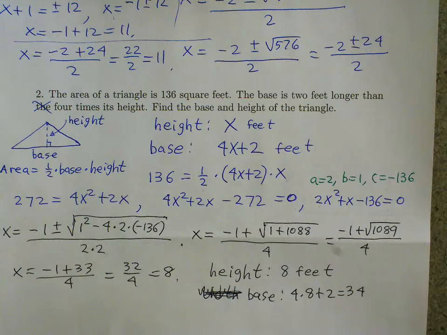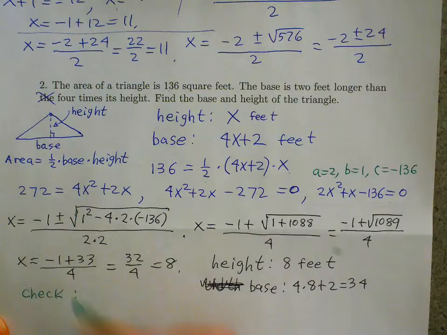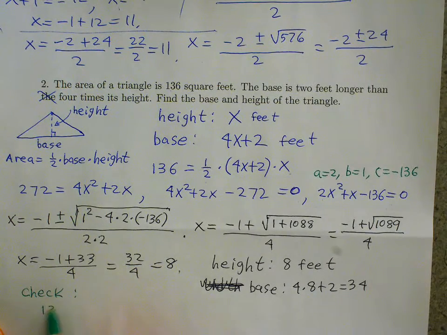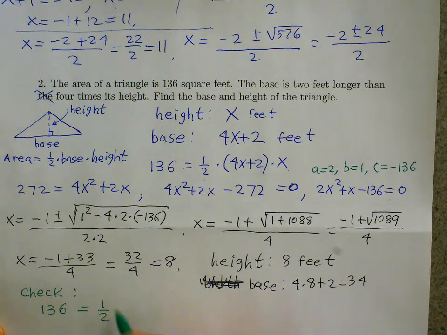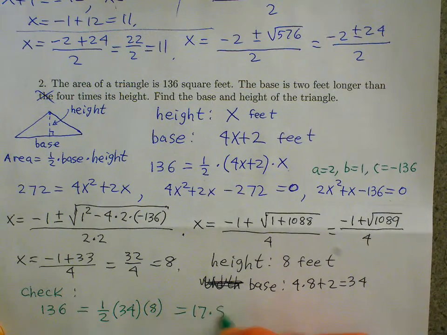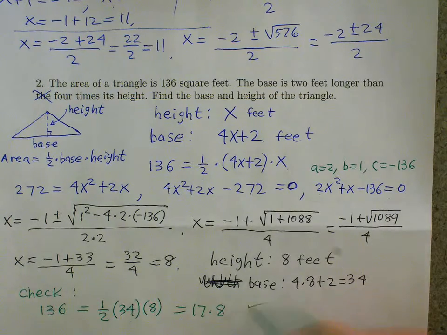And we can verify that we have the right numbers. We can check our answer using the formula for the area of a triangle. So the area is given to be 136. And we want to know if it's equal to 1/2 times base times height. So 1/2 times 34 times 8. 1/2 of 34 is 17. And 17 times 8 is 80 plus 56, which is 136. So it appears that everything checks out on that one.